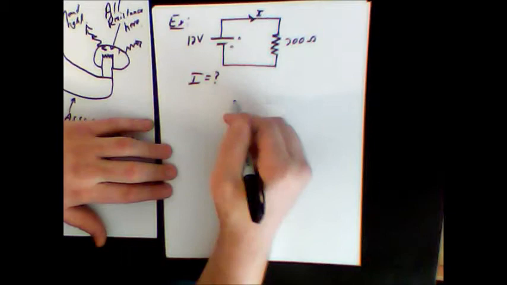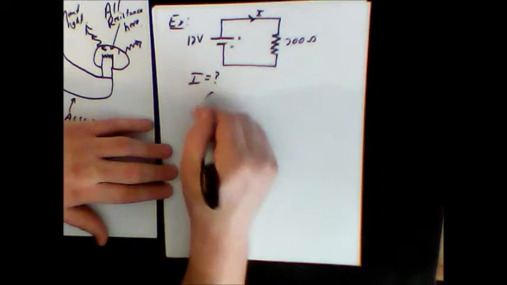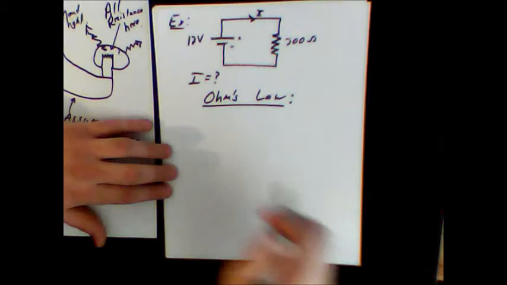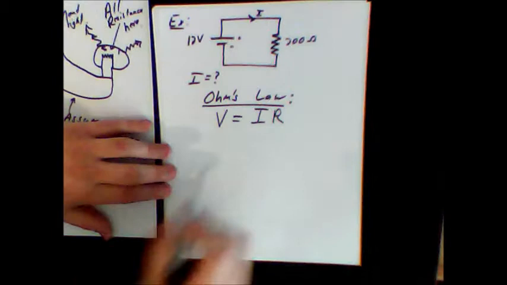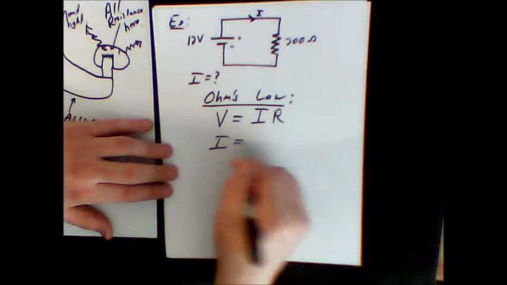If you remember from last time, we used Ohm's law to figure out what the current was and what the voltages were in this particular situation. So we're going to go to Ohm's law. Ohm's law relates the voltage drop across a resistor to the current and the resistance in that resistor. Voltage equals current times resistance. And we're looking for the current. So let's go ahead and solve for that. It should be pretty easy for you guys now. I equals V divided by R.